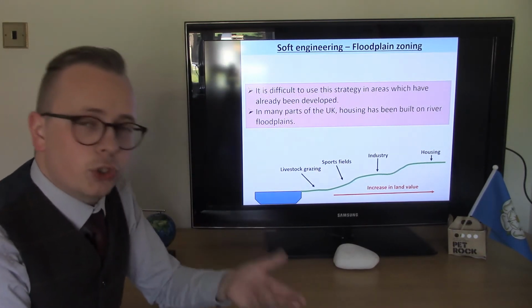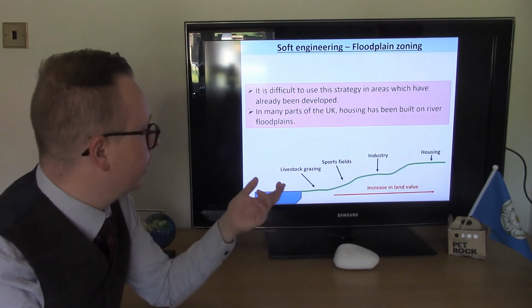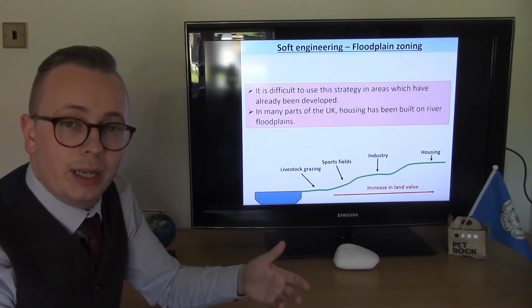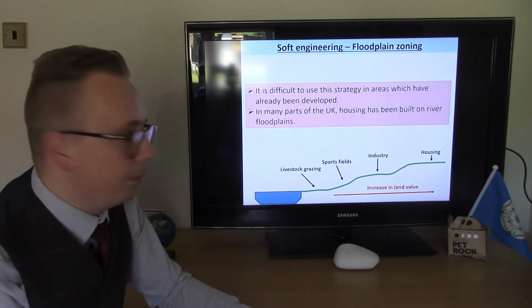Now, this is a difficult strategy to implement because across the UK, a lot of river floodplains have already been built on. So this can only work in areas that haven't yet been built on.